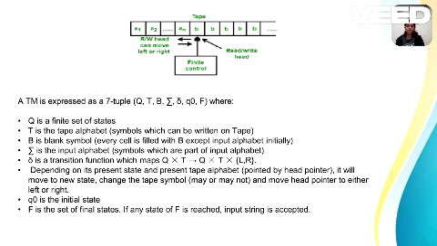They are expressed in the form of seven tuples. Q is the finite set of states. T is the tape alphabet. B is the blank symbol. Sigma is the input alphabet.